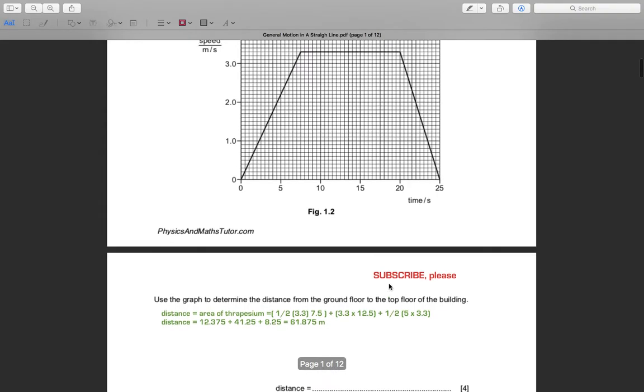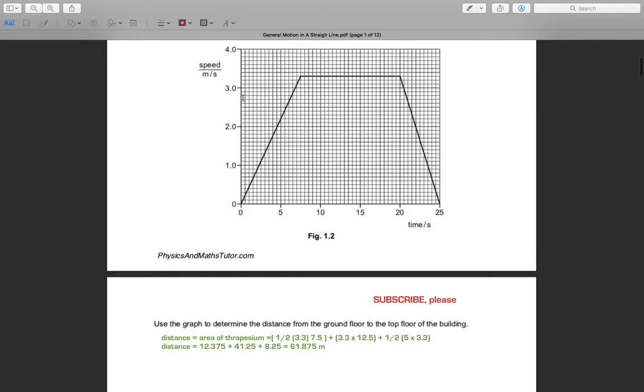So this starts from the ground floor, and then there is acceleration until around 3.3 meters per second, and after that there is constant velocity until the time of 20 seconds. After 20 seconds it goes down with a deceleration until 25 seconds. So we know the distance is the area below the graph.